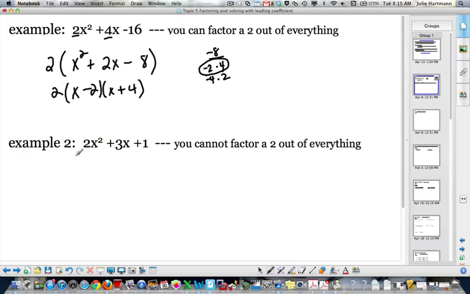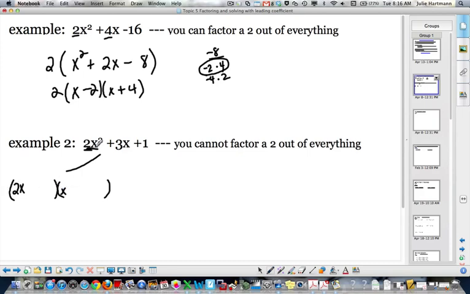Now, with example 2, we can't factor 2 out of everything. So what do we do? I'm going to show you 2 different ways. With 2x, one way is to kind of guess and check. You know, one has to be 2x and one has to be 1x in order to get 2x squared. Guess and check works if that's just 2 and that's just 1. That would be fine.